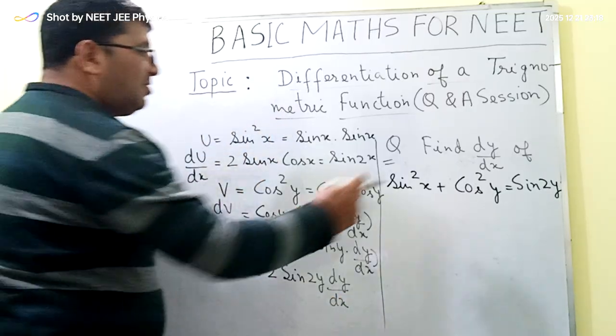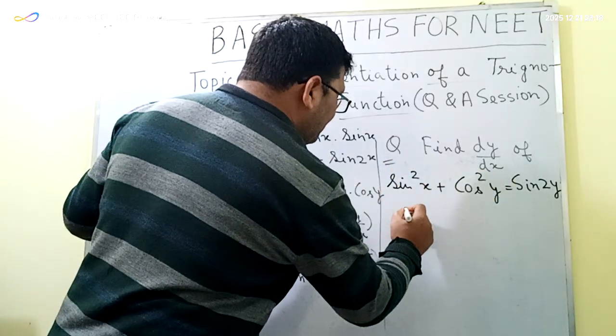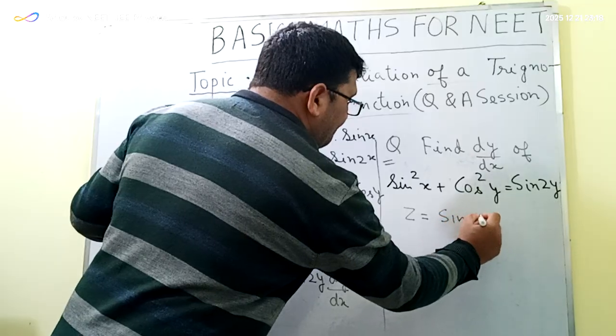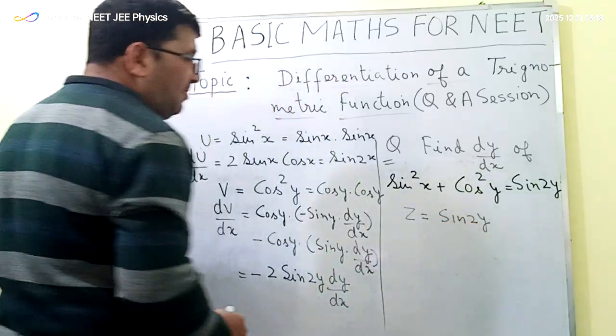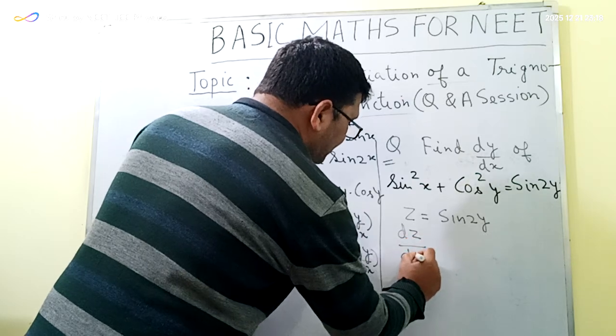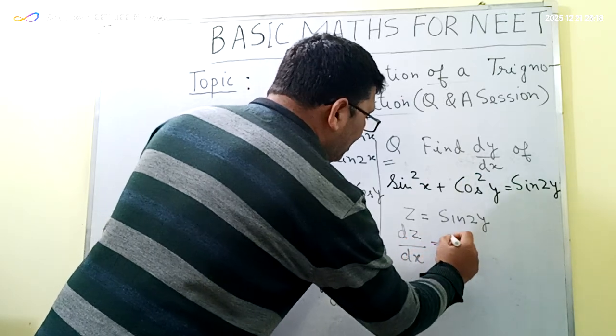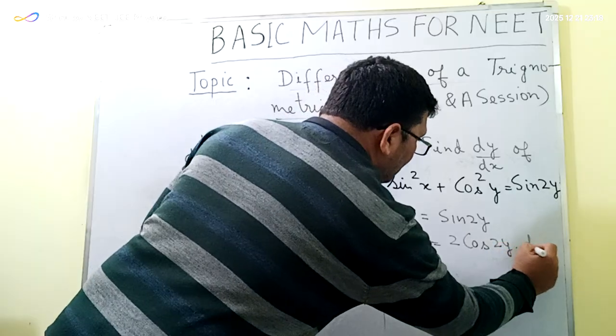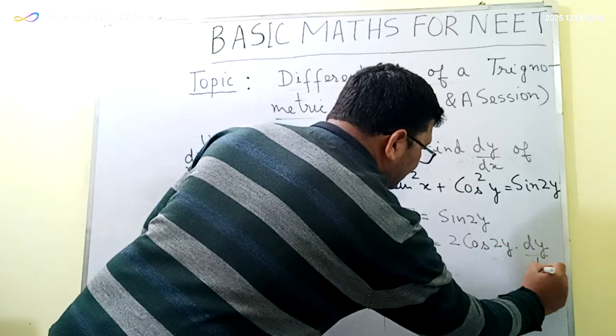And the differentiation of, let us say this sin 2y is equal to z, then dz upon dx will be equal to 2 cos 2y into dy by dx.